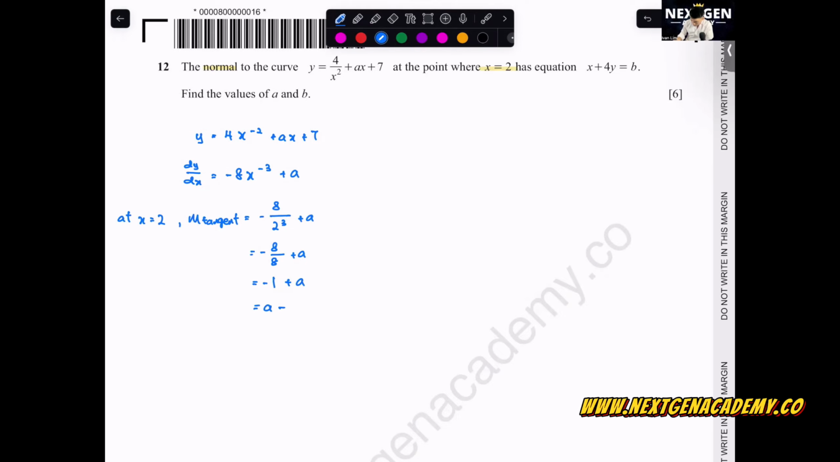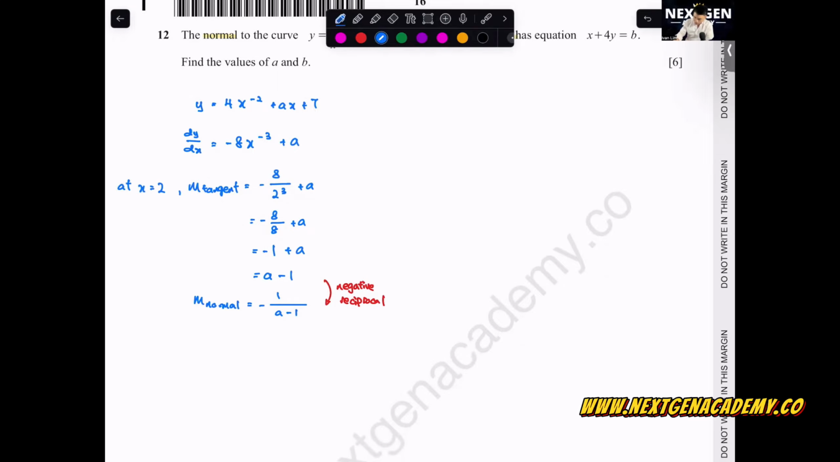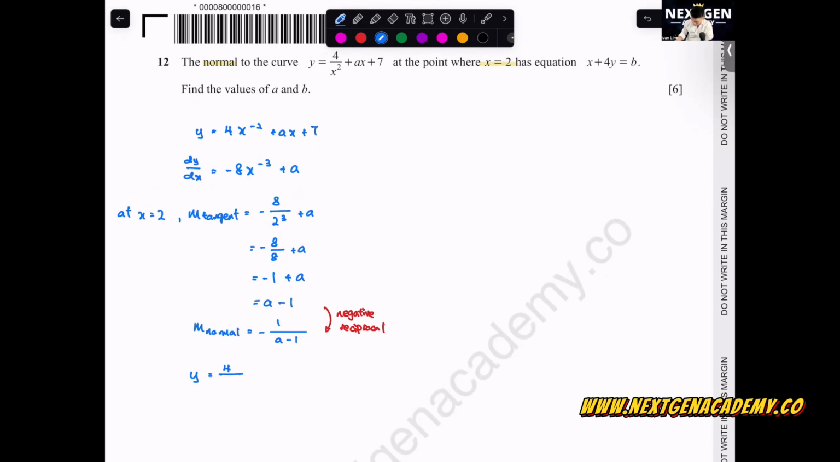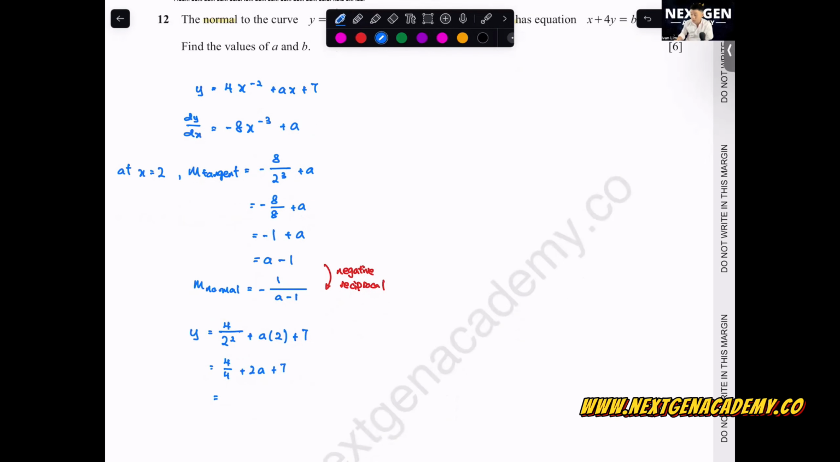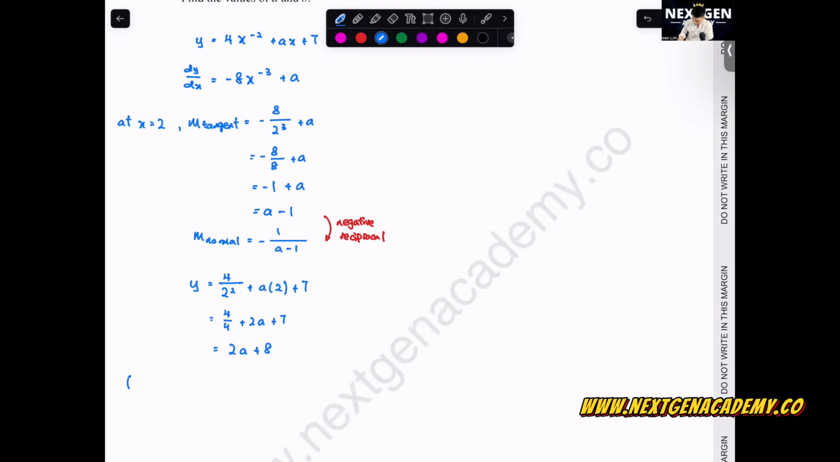I will write it as a minus 1, so that when we write the gradient of the normal, we get the negative reciprocal: negative 1 over a minus 1. We also need to find the y value, so we substitute x equals 2 into the y equation: 4 over 2 squared plus a times 2 plus 7, which is 4 over 4 plus 2a plus 7. We get 2a plus 8. So we have x equals 2, y equals 2a plus 8.